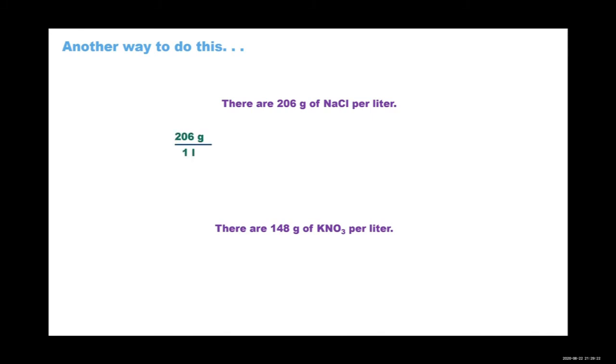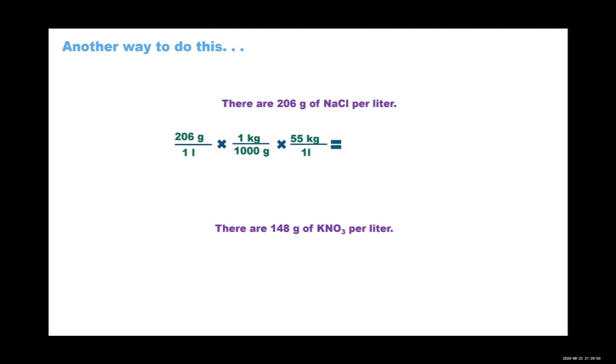So another way to do this, again, is that conversion factor method we discussed earlier. There are 206 grams of sodium chloride per liter. So there's our grams per liter. What's our conversion factor going to be? We want to get rid of grams because we need kilograms. So we'll put 1,000 grams on the bottom and a kilogram on top because that equals 1. And also, we need 55 of those liters.